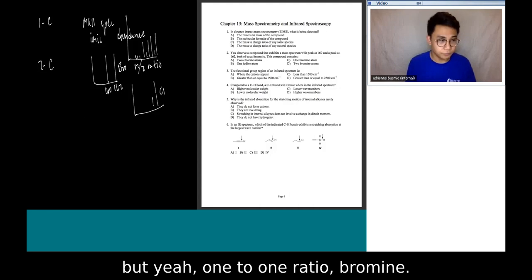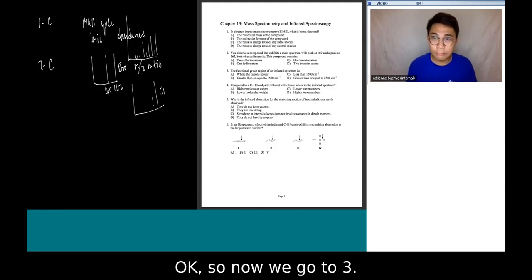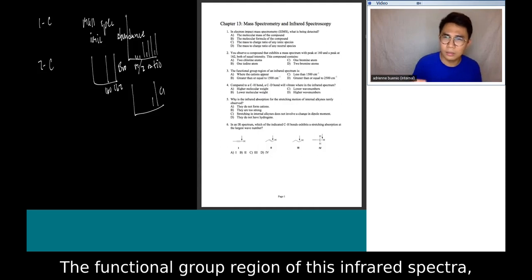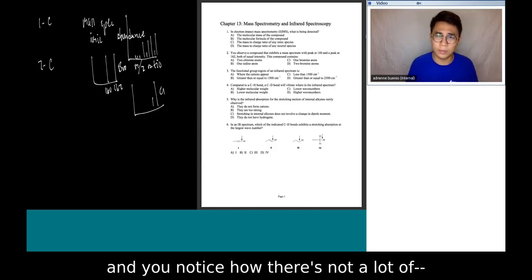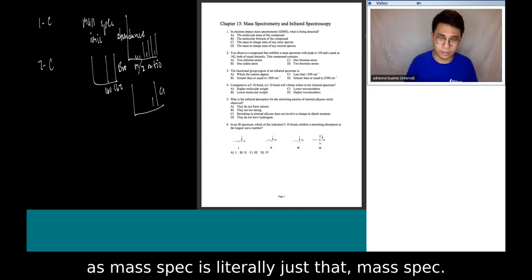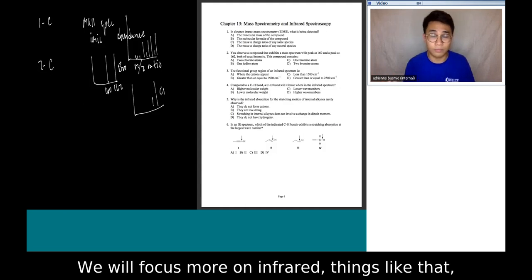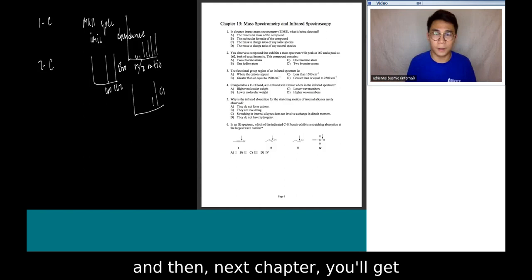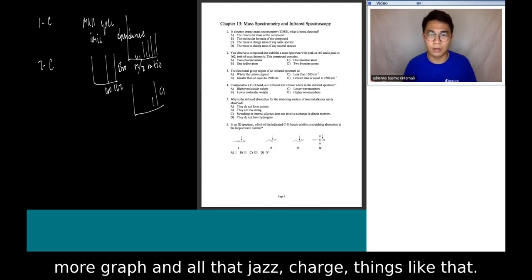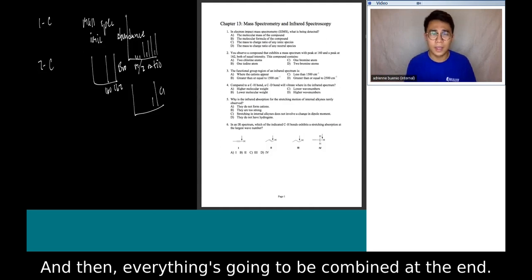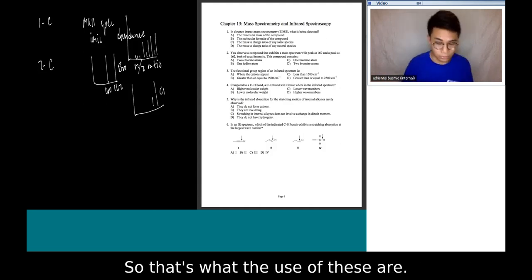Okay, so now we go to 3, the functional group region of the infrared spectrum. You may notice we didn't say a lot about mass spec, because mass spec is literally just that. We will focus more on infrared. In the next chapter, you'll get more graphs and charts, and then everything is going to be combined at the end. So that's the use of these.